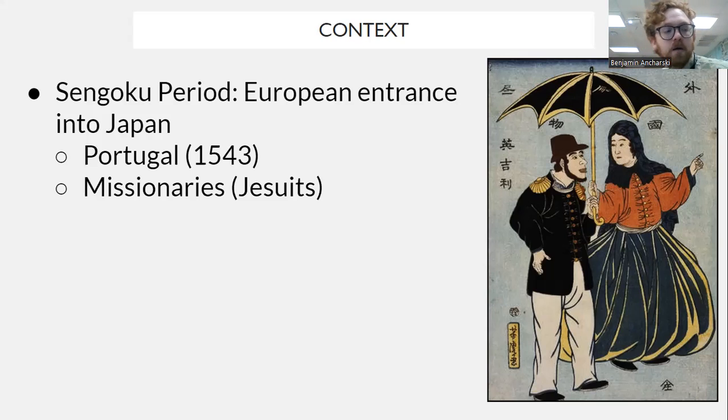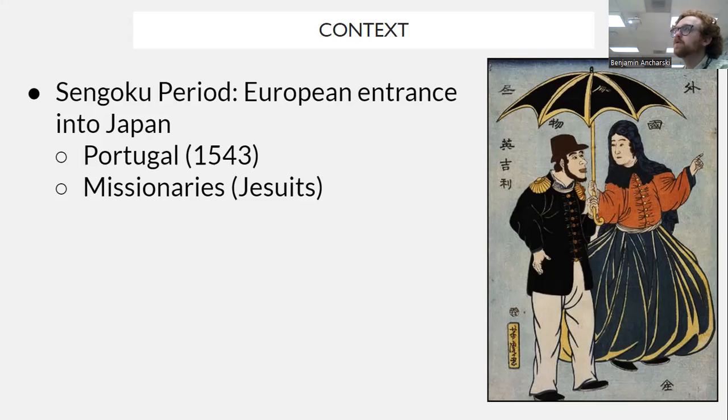Anyway, after this initial contact is established, Japan is going to become a center for European interest in trade. During this period of political disunity, there is no centralized government to expel Europeans just yet. And this is a time period where Europeans are going to try and get their foot in the door in Japan. And really, how are Europeans going to try and do this?